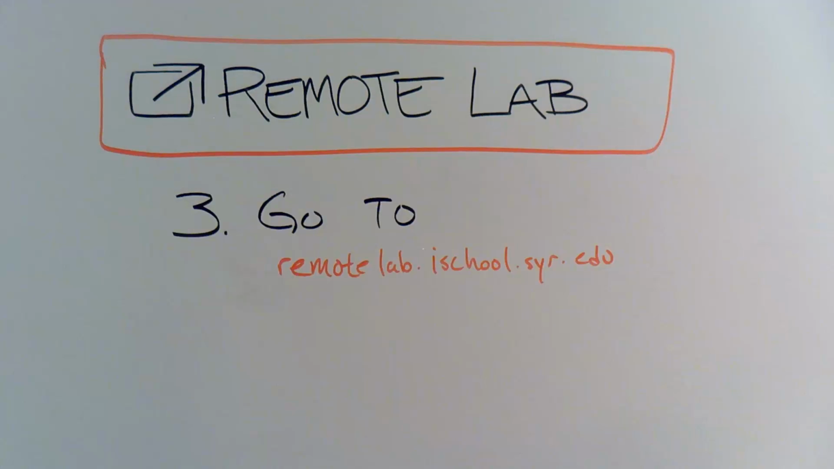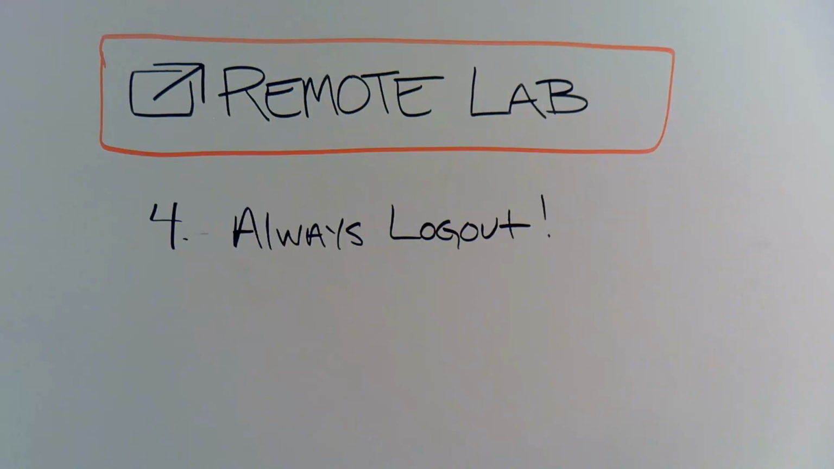The Remote Lab website is Remote Lab iSchool Syracuse. When you need to connect to Remote Lab, you need to go to this site first. If you lose your connection and you need to connect again, you need to go back to the site to get your reservation. And last but not least, when you're done using Remote Lab, be sure to log out. This will release your Remote Lab reservation so that someone else can log in and use the system.